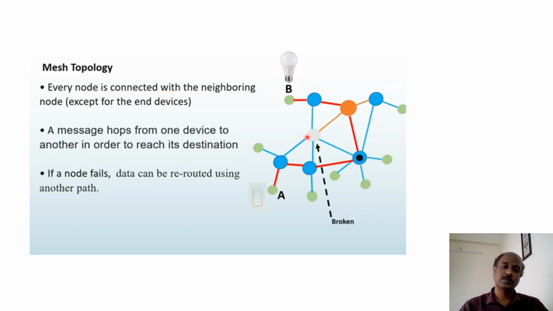Now suppose there is some problem and this router goes down. There is an alternate path available, so this device can send the data through this router, like this. So in a mesh topology, if any of the intermediate routers goes down, then an alternate path can be used for data transmission. So the data transmission will not be affected in a mesh topology. This is another type of connection I can set up using ZigBee devices.